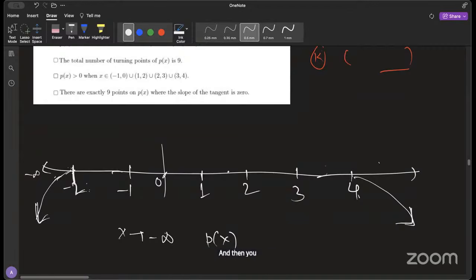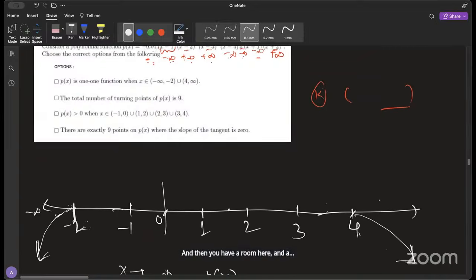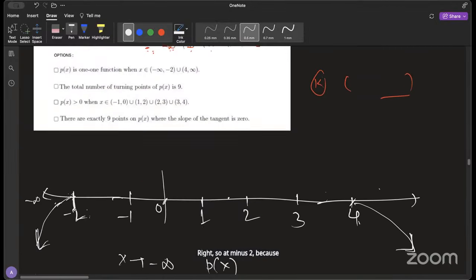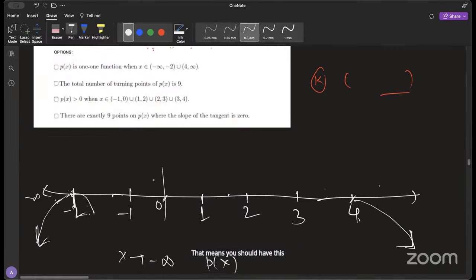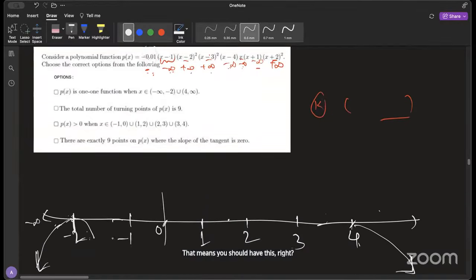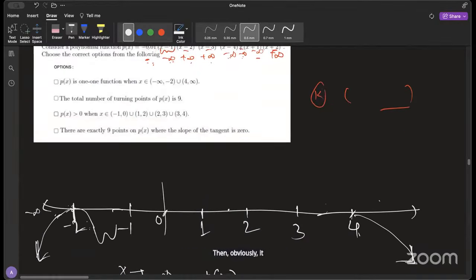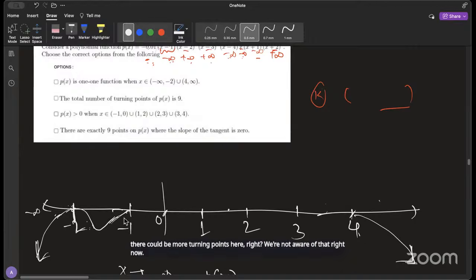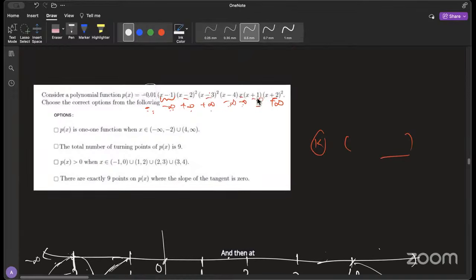And then you have a root here and a root here. So at -2, because the multiplicity is even, you should have this. Yes, ma'am. Then obviously it doesn't matter if it's like this or just like this, because we're not sure about the turning points. So let's just draw one turning point for now. There could be more turning points here, but we're not aware of that right now. So you'll have this thing, and then at -1 is this one.